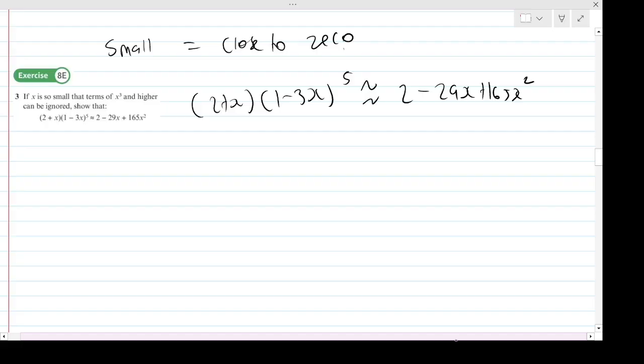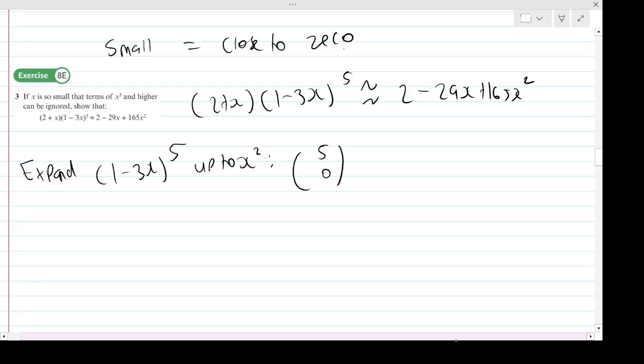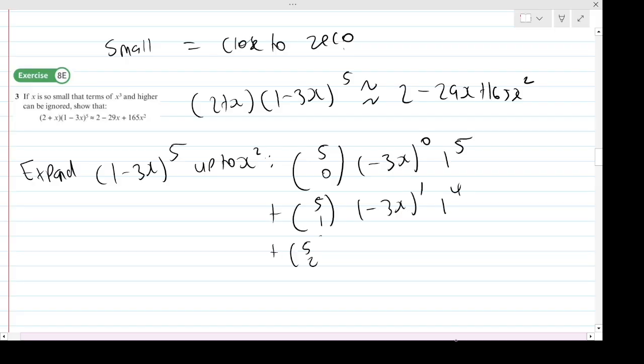And so therefore, if I was to expand 1 minus 3x to the 5 up to x squared, well then that would be 5 choose 0, and then the x part is minus 3x to the power of 0. Then 1 would be a power of 5. Then we would have 5 choose 1 of minus 3x to the power of 1, 1 to the 4, sorry. Then 5 choose 2 of minus 3x squared, times 1 cubed.